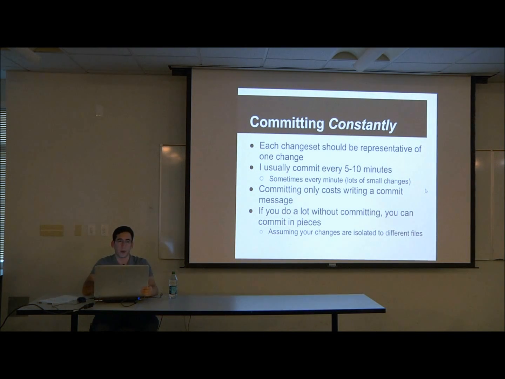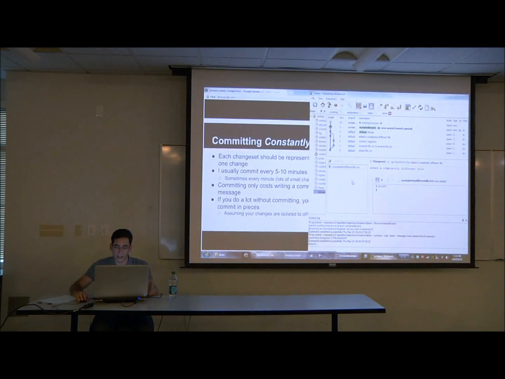Unless you're working on a team with over a dozen people, maybe even more, unless you're working with a really large team where a lot of people are sharing the same repository, having a longer list of change sets to look through isn't a big deal at all. It doesn't really negatively affect you unless you have 100 people working on the team. So the only cost is writing that commit message. And if you do a lot without committing, you can even commit in pieces. I can show you that real quick.